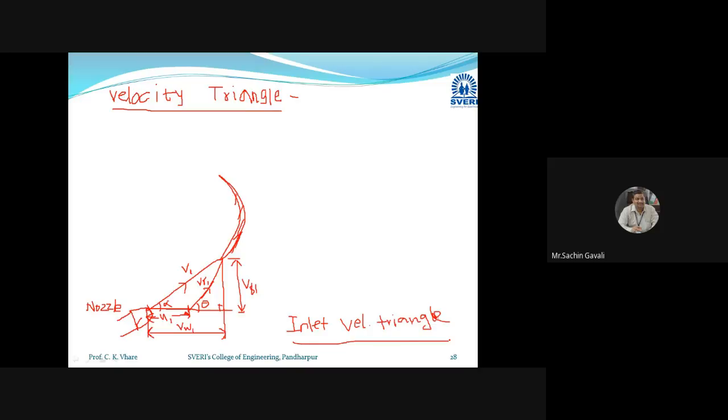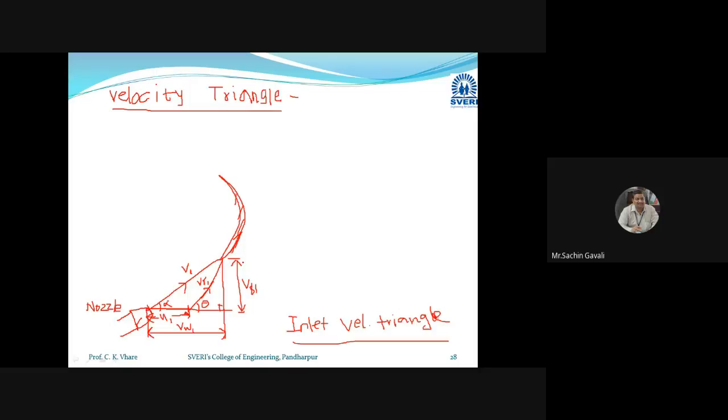Has everybody understood the inlet velocity triangle? Draw this also. This is the general velocity triangle. Everybody understand? What is V1? We'll define it afterwards, but now everybody understand V1. It can be resolved into two components.